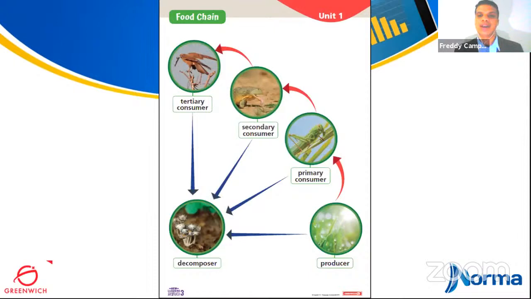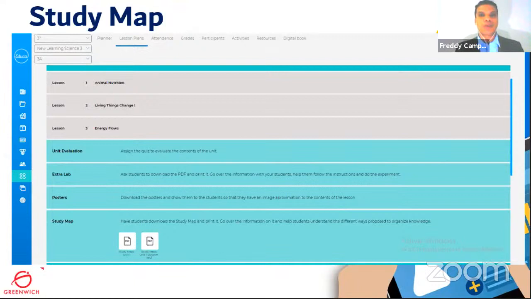We can see the chain and the process of food. So we have three posters. Depending on the unit, you can have two, you can have three, but in every unit, you always have a poster. And finally, we have the study map. The study map is really cool because I was checking it and I said, okay, I'm not teaching grammar, but how can my student know the process? Or how can my student know where he is?